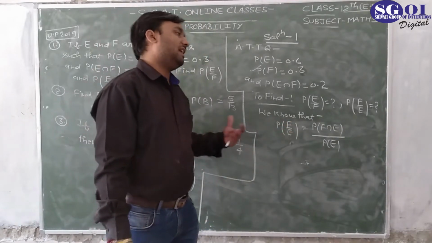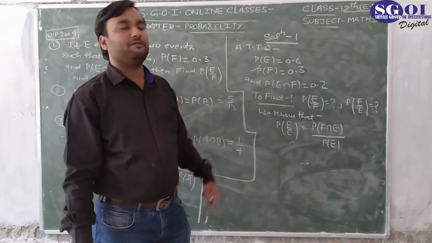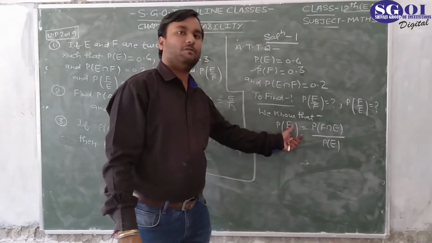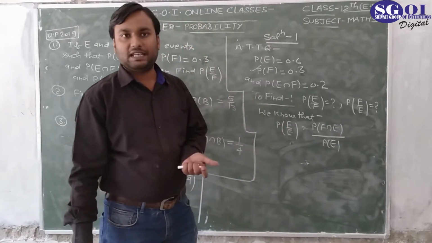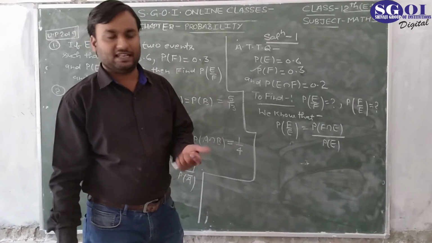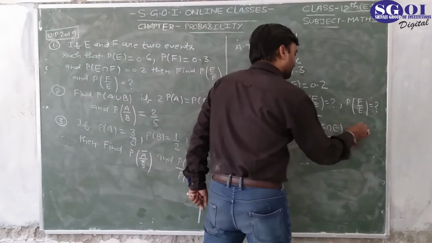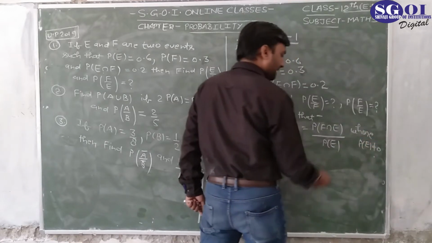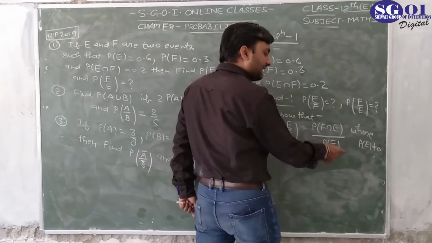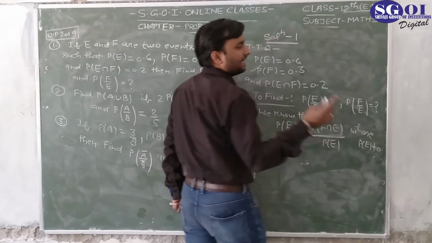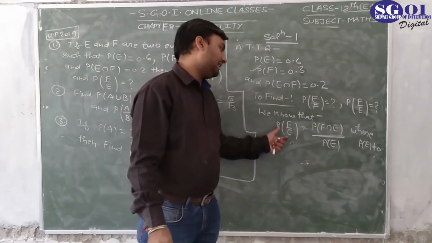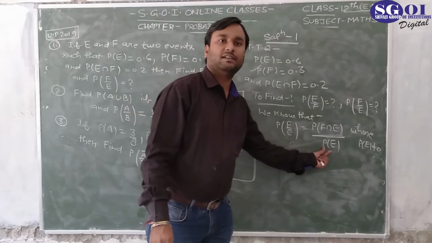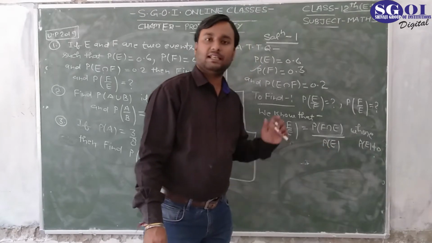If you have learned the formula of probability of A by B, then you can easily convert it to probability F by E or probability E by F or any other one, where probability of E is not equal to 0. The probability of that event which lies in the denominator can never be equal to 0, because in this case event E has already happened. So probability of E cannot be 0.